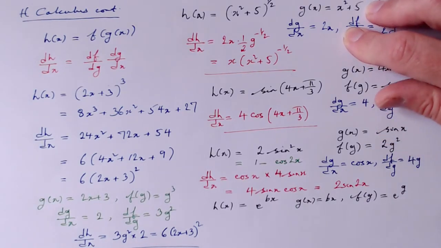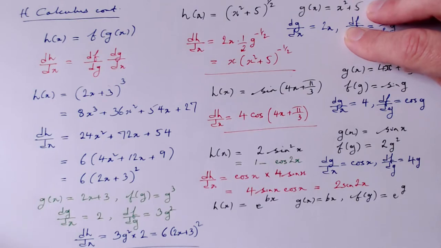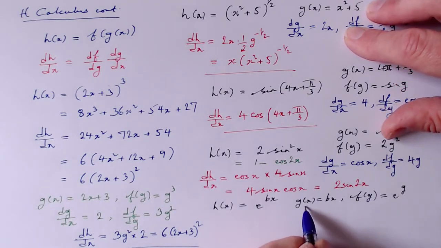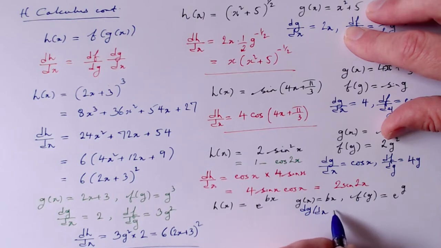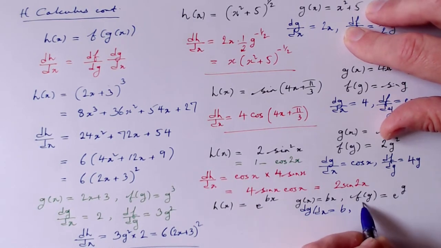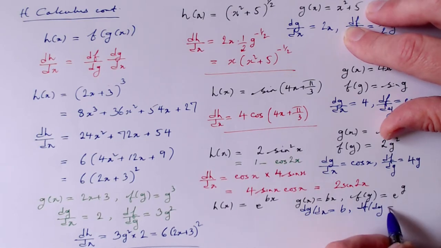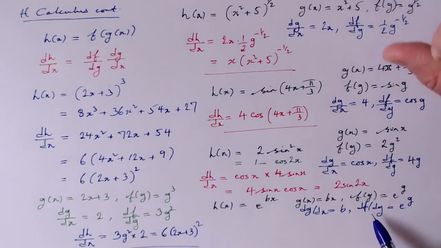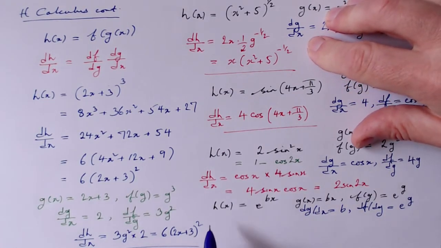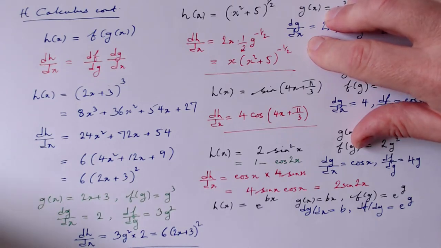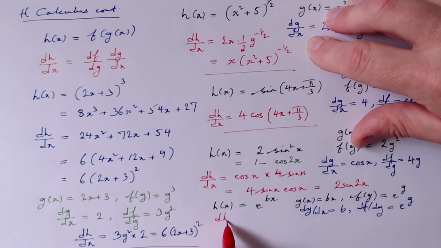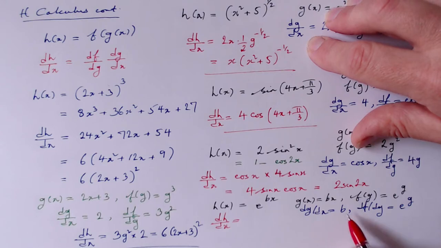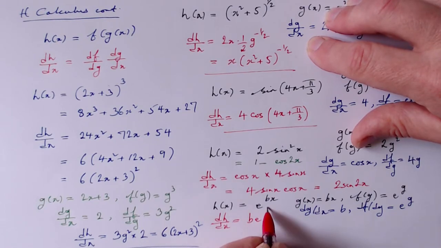So you'll see exponentials are a piece of cake to differentiate. The derivative dg by dx just gives us b, and the derivative df by dg, beautifully, and you never get tired of looking at that, is just e to the g, because it's this very special function which is its own derivative. And so putting those two things together, dh by dx is the product of these two things, which is just b times e to the g, and g is bx, so it's b times e to the bx.